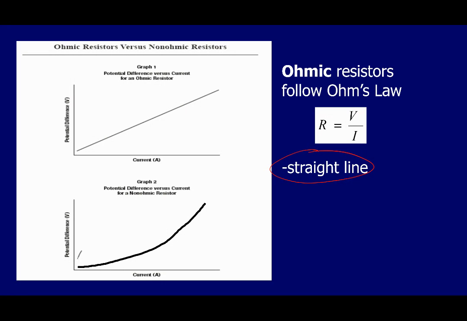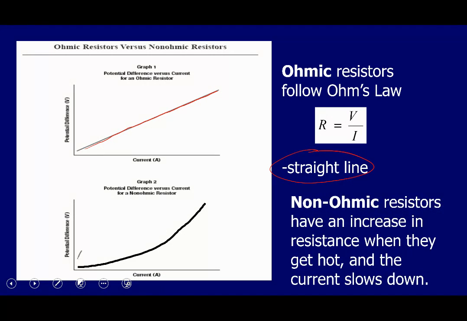So if we were in the classroom, what I would have you guys do is hook up a resistor to a power supply and just nudge the voltage up over time. And if the current increases at the same rate, in this linear fashion, then you'd say it follows Ohm's law. It's an ohmic resistor. If something doesn't follow Ohm's law, then it curves. So non-ohmic resistors have an increase in resistance when they get hot. Heat usually equals more resistance.